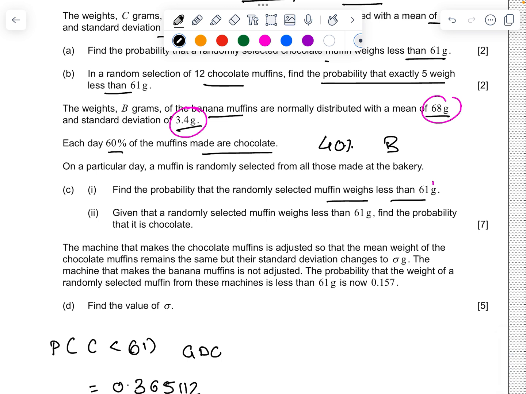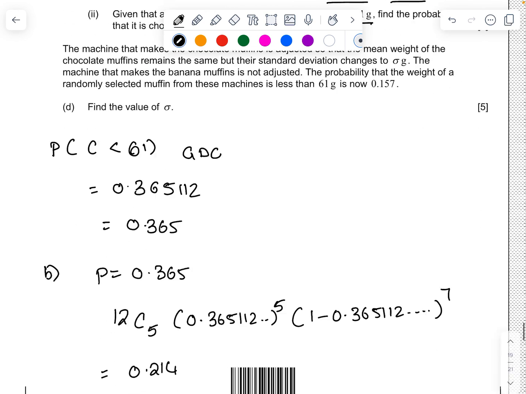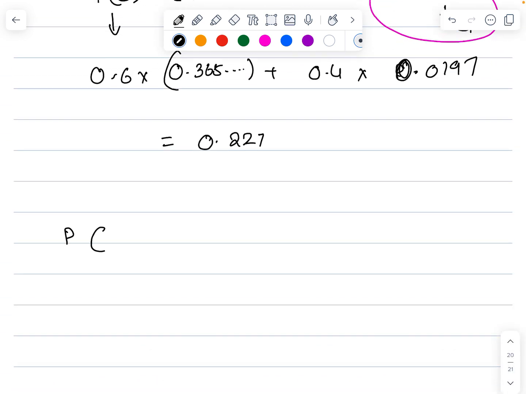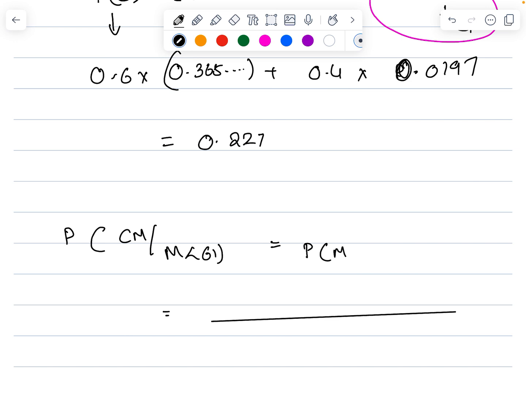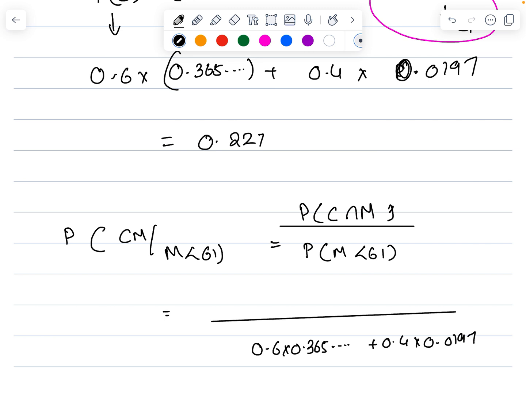Given that the randomly selected muffin weighs less than 61, find the probability that it is a chocolate muffin. So it is a chocolate muffin given that the muffin is less than 61 grams. So what does it become? The denominator becomes the probability that the muffin is less than 61 grams. The numerator becomes the probability of chocolate intersection the muffin less than 61 grams. So this one was 0.6 times 0.365 and so on, plus 0.4 times 0.0197 and so on.